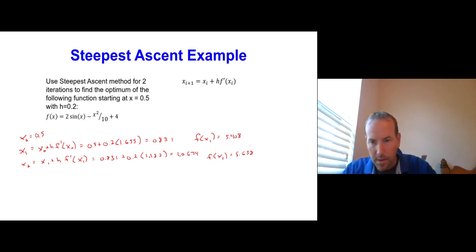So basically you repeat this process as many times as you like, up to whatever stopping criteria you set up. So one of the problems we've said is that this method can converge slowly.